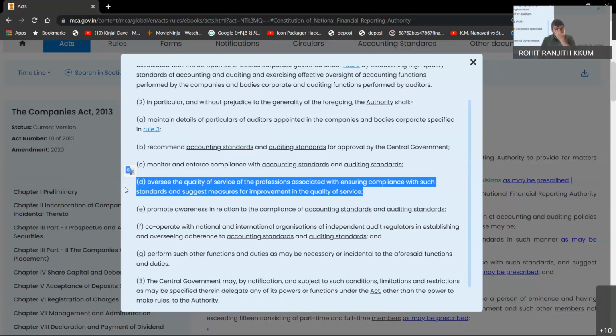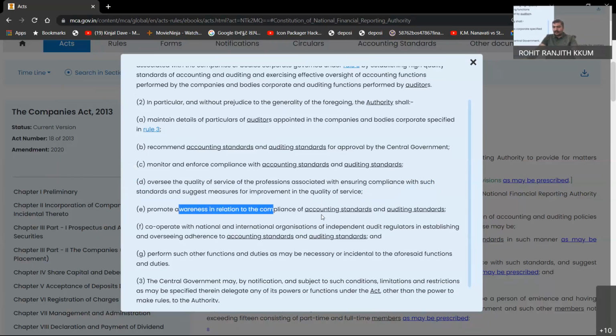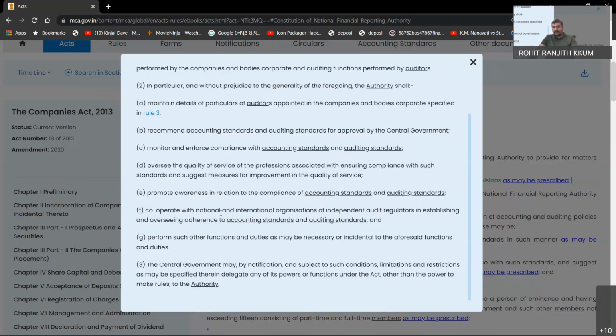So obviously, professionals deserve an authority like this, which can address control. This is like the police of chartered accountants, you can call it that. Promote awareness in relation to the compliances of the accounting standards and the auditing standards. Mostly, this NFRA is looking at the accounting and the auditing standards. Cooperate with national and international organizations, independent audit regulators, establishing and overseeing the adherence to the accounting and auditing standards. What this point is trying to say: cooperate with national and international organizations of independent audit regulators.